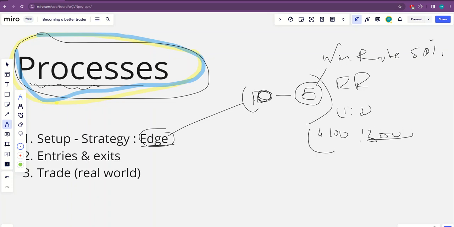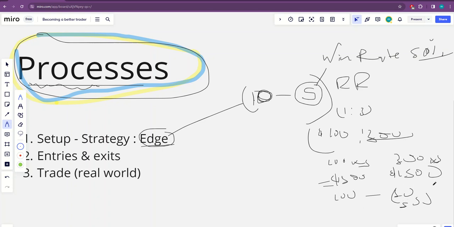So now, simply because your strategy has a win rate of 50%, that simply means you're going to lose 5. So it's going to be 100 times 5. That means you're going to lose $500, and you're going to make 300 times 5: 3, 6, 9, 12, 15. So this is going to be $1500. You see, this is winning. That simply means out of 100 trades you're going to take, you're going to win 50 and lose 50. So you can see, even with 50 losses, you're still at a very big win.